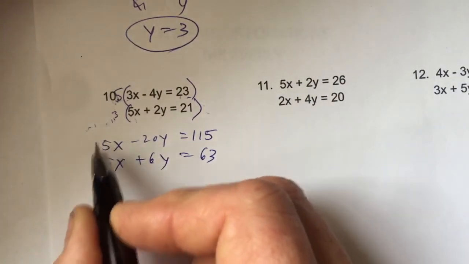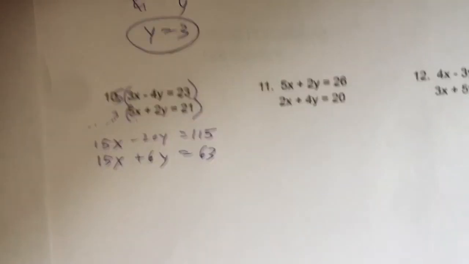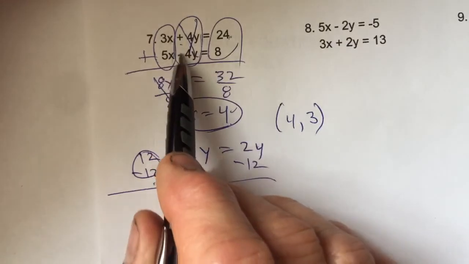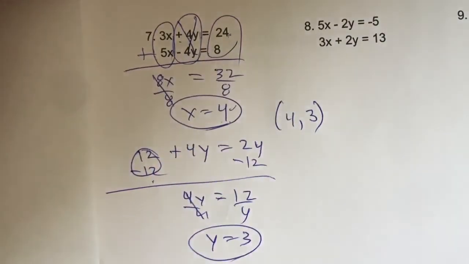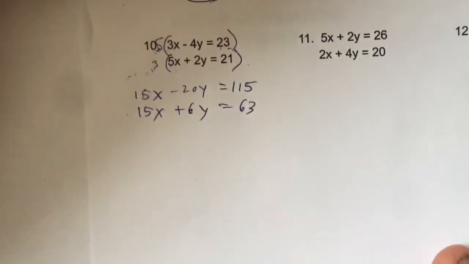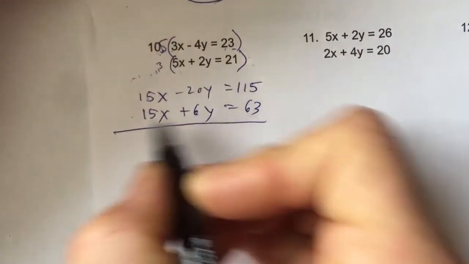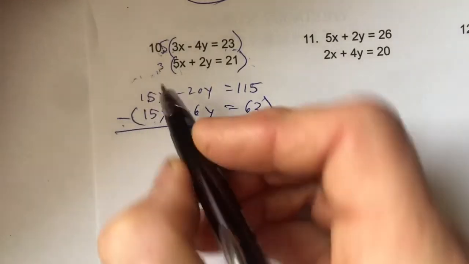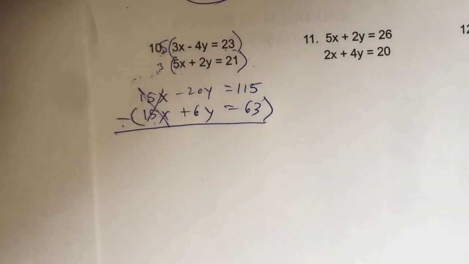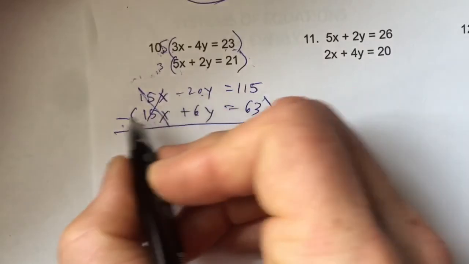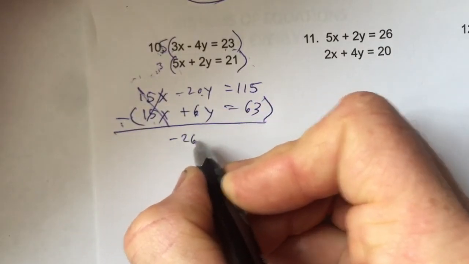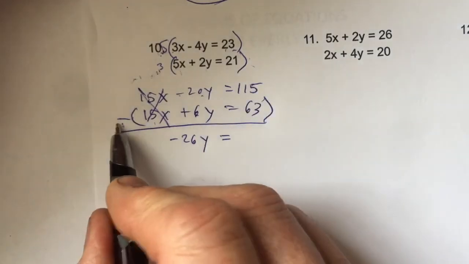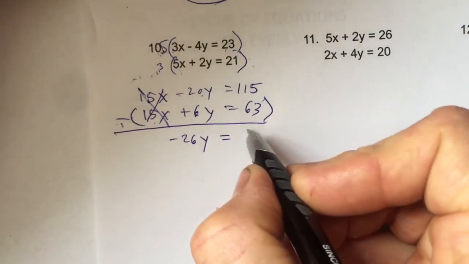But here's the thing. I don't add these because 15 plus 15 would be 30. It doesn't eliminate. So if you remember this last one, this was a positive and a negative. So when I add them, they eliminate. Well, this don't. So what I'm going to have to do is, when I draw my line here, I'm going to have to subtract the bottom one. See, 15 minus 15 would eliminate. So I do negative 20 minus 6, which is negative 26y, equals, and I do 115 minus 63. All right, that's going to be 52.